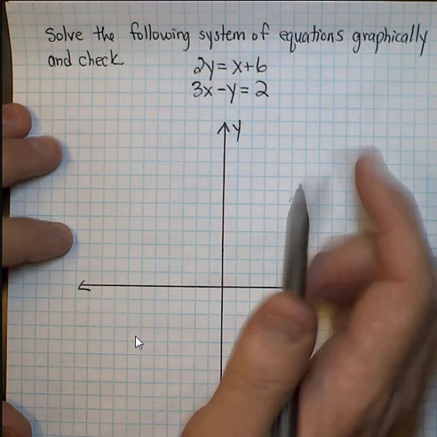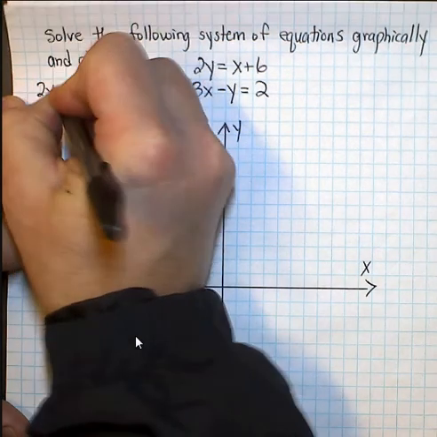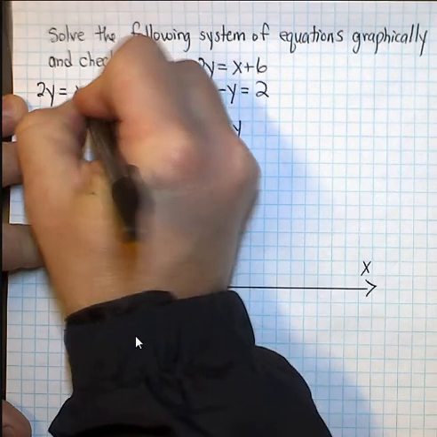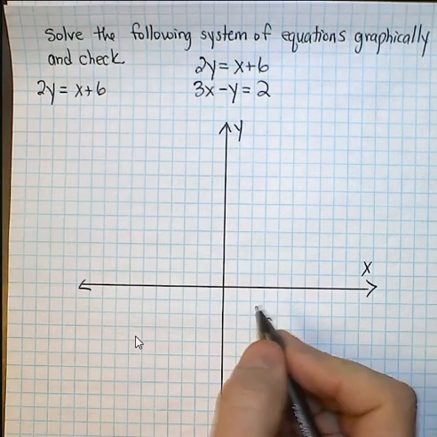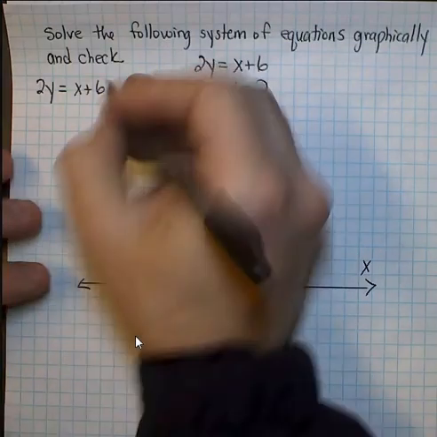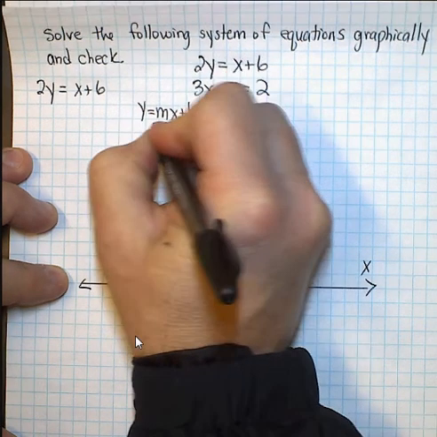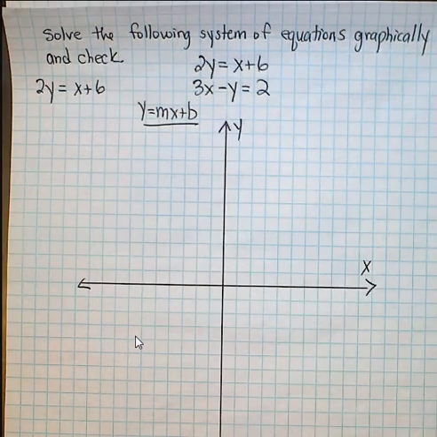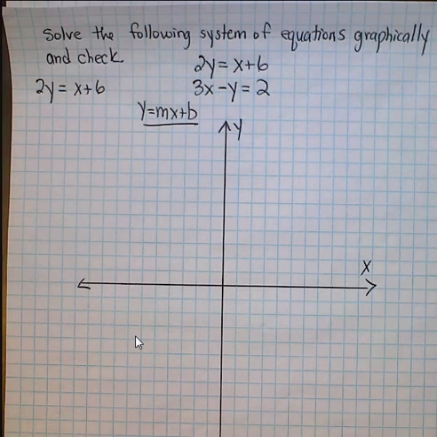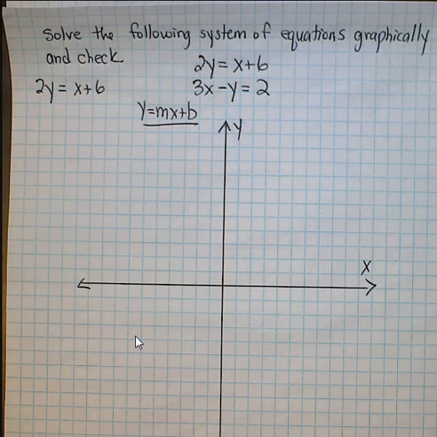So I'm going to take the first one. 2y is equal to x plus 6. And what I want to do with that first equation is I always want to try to get it, if it's possible, in the form y equals mx plus b. That's the form I want to get, and then I can graph it from there. So if I take a look at that linear function, 2y is equal to x plus 6, what do I have to do to both sides to get y by itself?